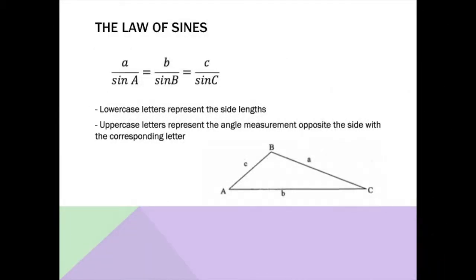The formula for the law of sines works as a ratio. The lowercase letters of the formula represent the side lengths of the triangle, and the uppercase letters represent the angle measurements opposite the side with the corresponding letter. When the given values are substituted into the equation, the problem then becomes a matter of algebra in which you can cross-multiply, simplify, and solve for the variable.